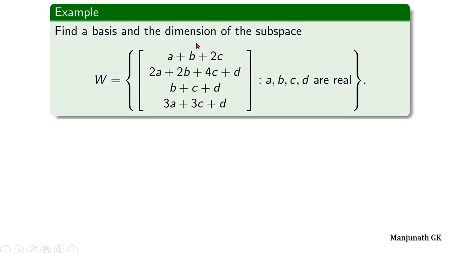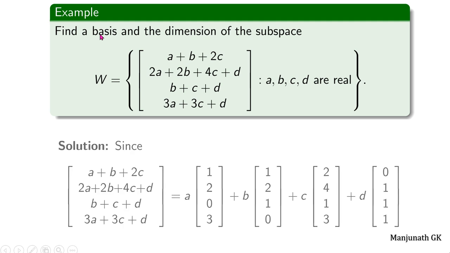Let us solve some examples here. Find the basis and the dimension of the subspace W, given as a plus b plus 2c and so on, where a, b, c and d are real numbers. For this, let us calculate a basis and the dimension of the subspace. So let us rewrite the given matrix in another format in terms of free variables.